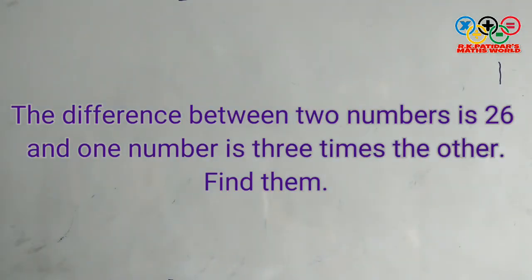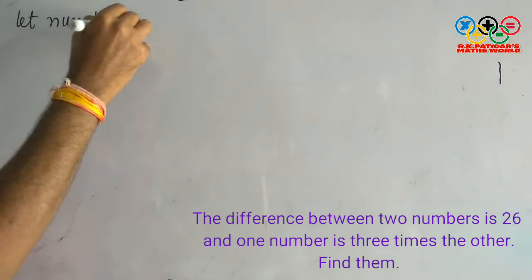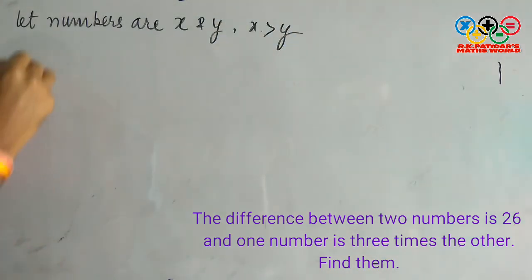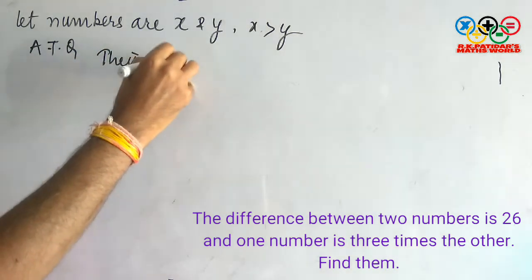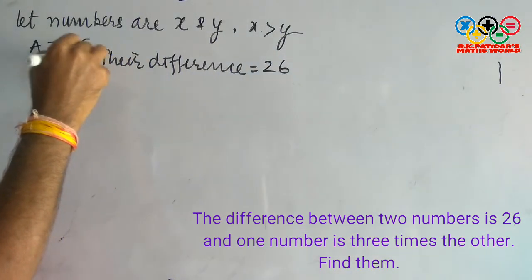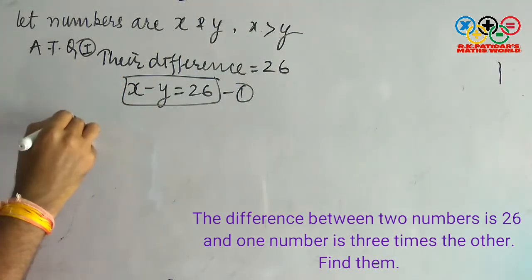Next question from exercise 3.3, question number 3, part number 1. The difference between two numbers is 26. One number is 3 times the other. We have to find the numbers. So we assume, let the numbers be x and y. Also assume x is greater than y. According to the question, their difference is 26, means x minus y is equal to 26. This is the first condition.